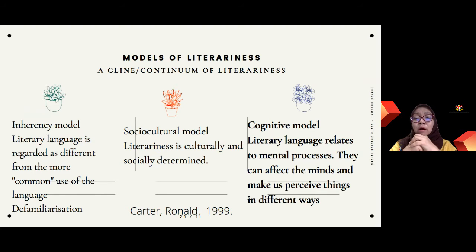And then, of course, there's the cognitive model, where literary language relates to mental processes, meaning when you read something, this theory says that it requires mental processing. And therefore, somebody living in Bangi may read it differently from somebody reading it in another place, let's say Kelantan. Even within the same community, how you have been socialized, your level of education, your religious belief perhaps can influence the ways in which you process the things you read. Okay?